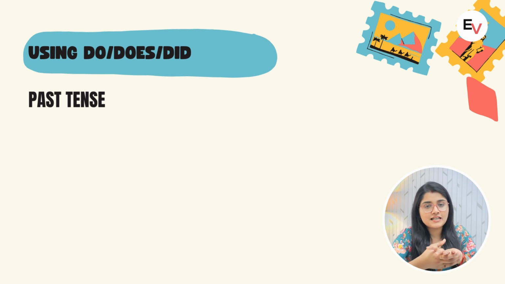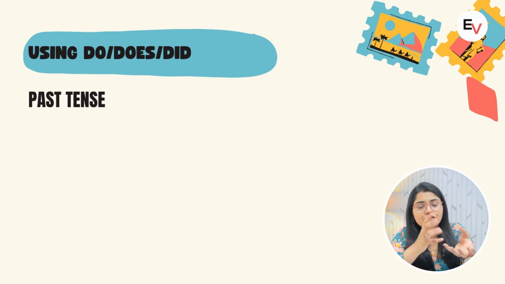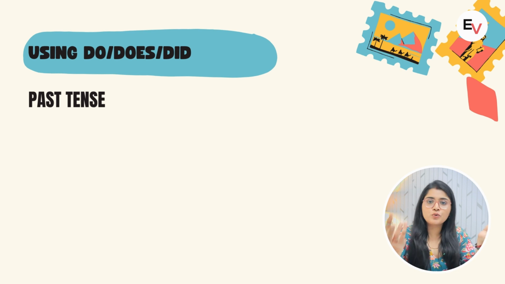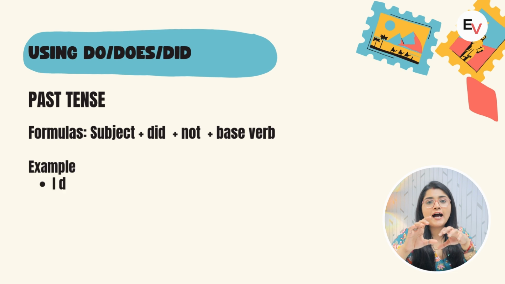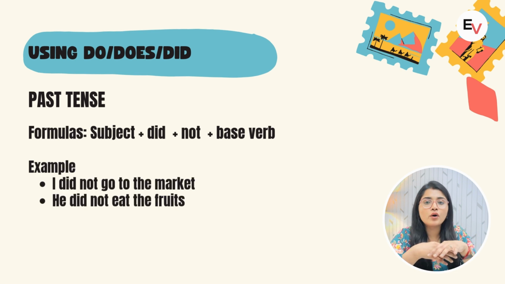Next up is the past tense. Now, for the past tense, it does not differentiate between the singular subjects or the plural subjects. The formula remains the same. So, it goes like subject plus did plus not plus base verb. For example, I did not go to the market, or he did not eat the fruits.